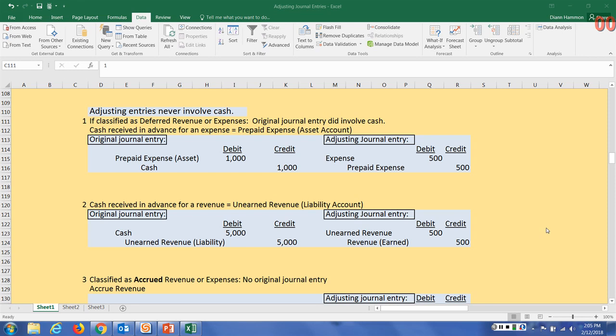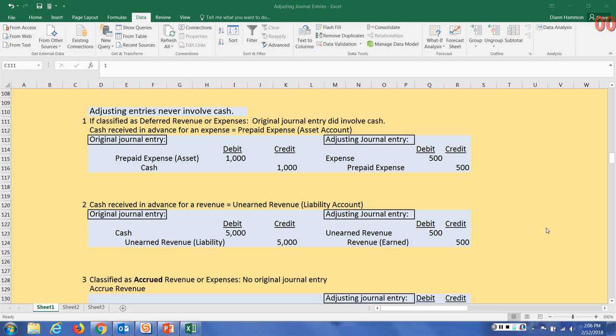Let's look at some examples. If they are classified as a deferred revenue or expense, the original entry did involve cash. That's the original entry, the original one, not the adjusting entry that you're about to prepare. Cash received in advance for an expense is called prepaid expense. It is an asset account.